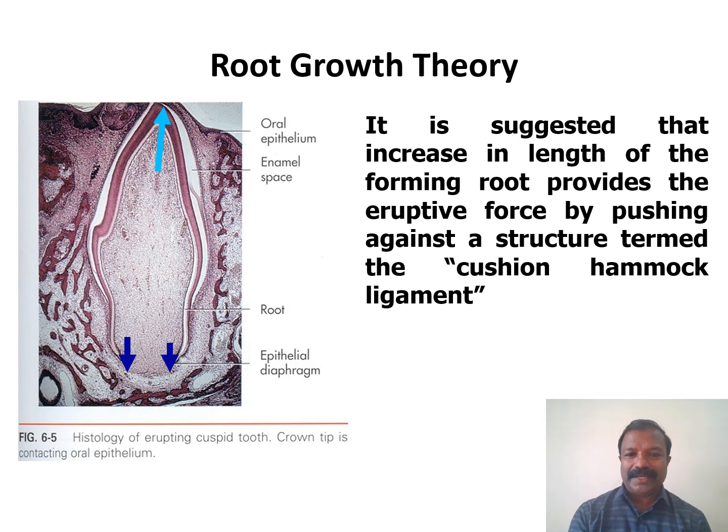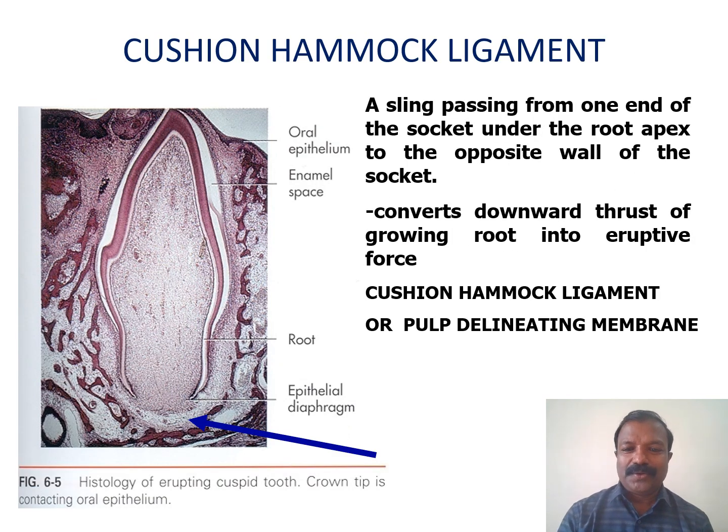So next is root growth theory. It is suggested that increase in length of the forming root itself provides the eruptive force by pushing against a structure termed as the cushion hammock ligament. Cushion hammock ligament is a sling passing from one end of the socket under the root apex to the opposite wall of the socket. So the proponents of this theory believe that the cushion hammock ligament converts the downward thrust of growing root into an eruptive force. It's also known as pulp delineating membrane.